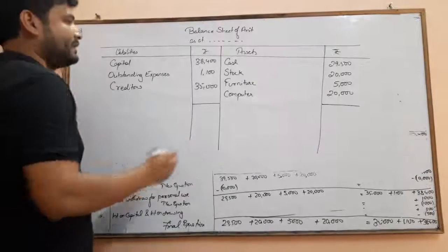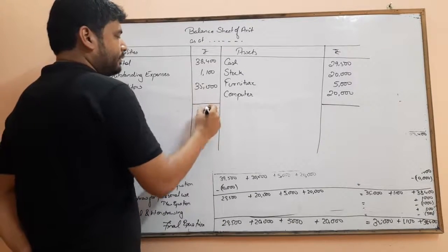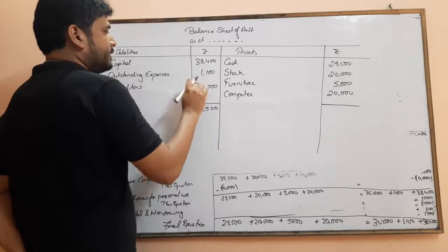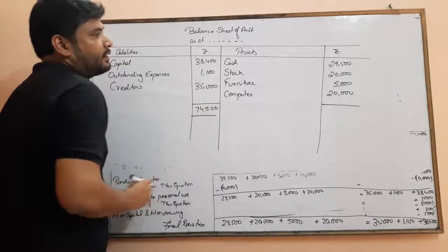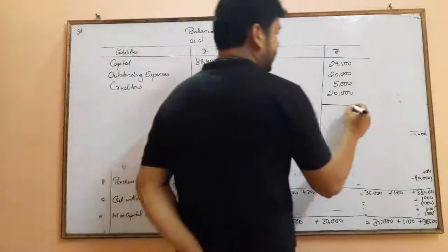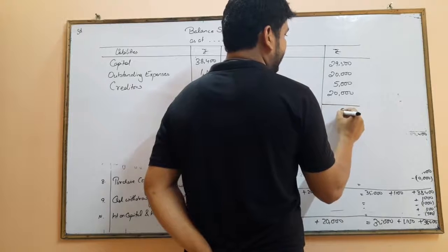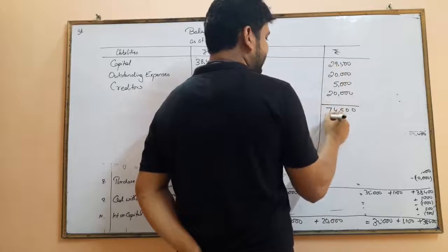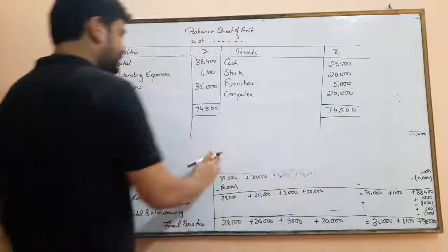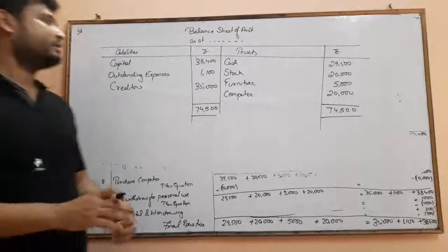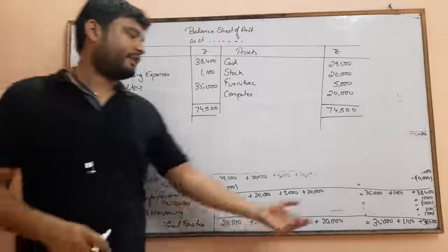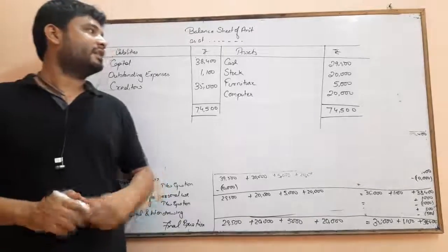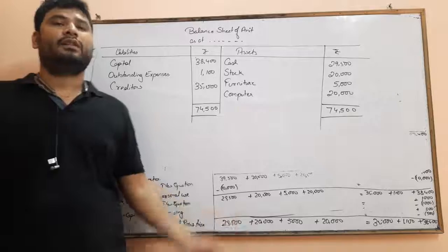Now let us balance both sides, the asset side and the liability side. First the liability side: 35,000 plus 1,100 plus 38,400 gives 74,500. Now coming over here, it should also balance: 29,500 plus 20,000 plus 5,000 plus 20,000 gives 74,500. So the asset side is equal to the liability side. So whatever accounting equation I have created is correct. And this is the current situation of Anil's company, that is the financial position of Anil's company.